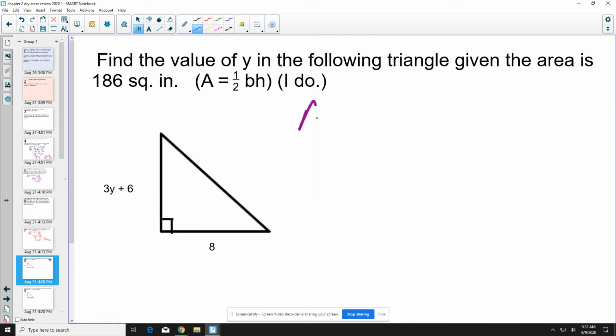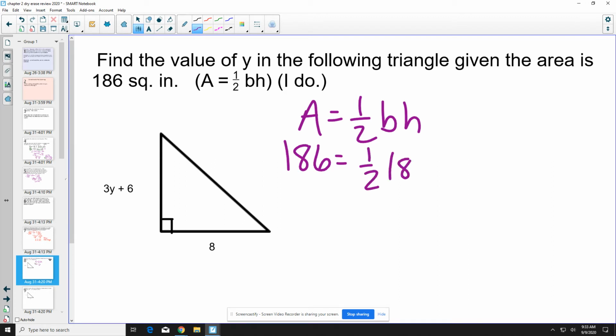So I'm going to use this formula. Area equals half the base times the height. I'm going to put in 186 for the area, equals half. The base would be 8. The height is 3y plus 6. All right, so now what I'm going to do is simplify the right side of the equation. Half of 8 is 4.